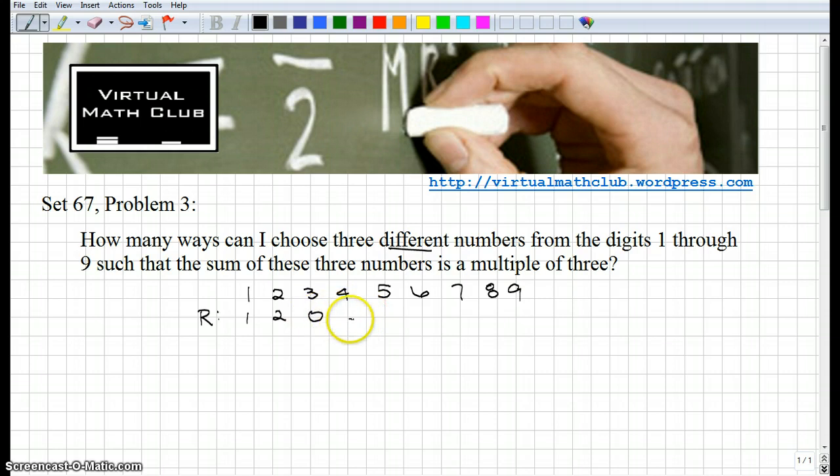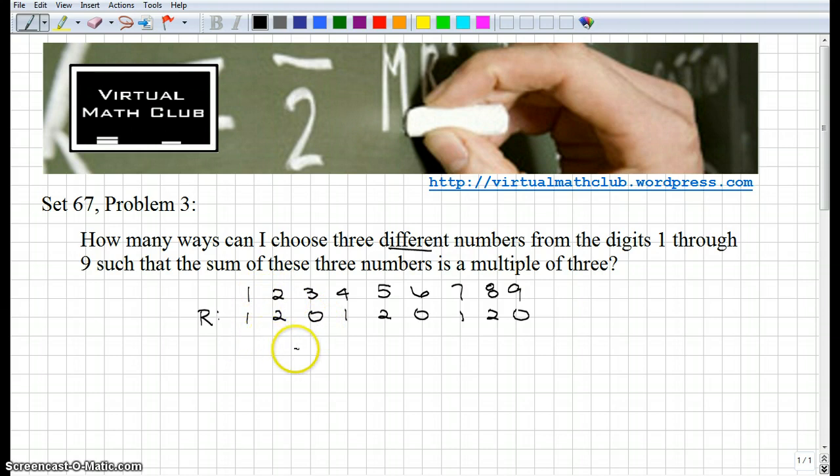And then the remainders cycle around again, right? So this is 1 3 plus 1. This is 1 3 plus 2, and this is 2 3's, so we have no remainder. And again, they cycle around again. So this is 2 3's plus 1, 2 3's plus 2, and then we have 3 3's, which has a remainder of 0. Okay, so we can classify these numbers into groups according to the remainder.